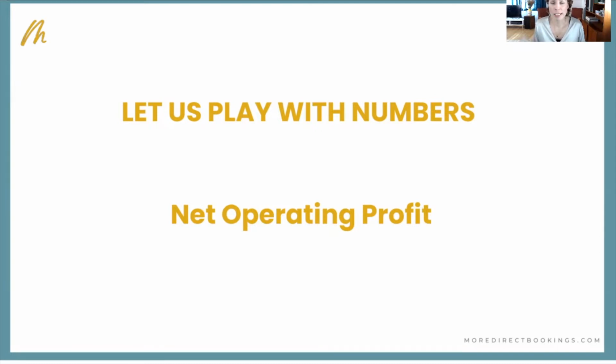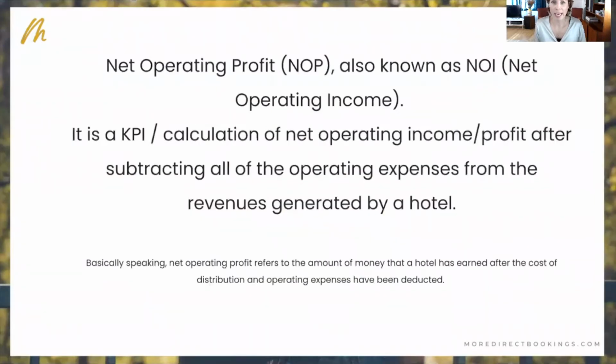Let me just tell you what it's going to be all about. We will be talking about how to maximize your room revenue with direct bookings. And to showcase this, I will use a special spreadsheet demonstrating it on the net operating profit. In case you do not know what net operating profit is, it is a KPI, key performance indicator, like a calculation of our net operating income.